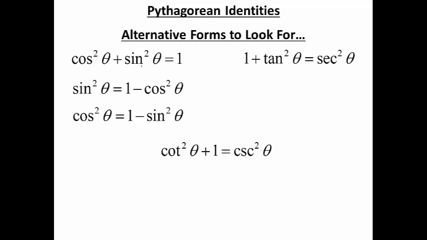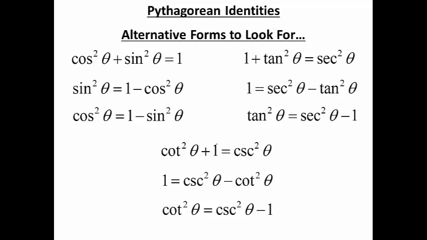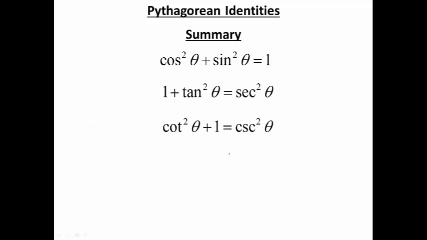So in other words, you can just take any of these two terms and move it to the other side with subtraction. Be prepared to see 1 minus cosine squared, 1 minus sine squared, or secant squared minus tangent squared, secant squared minus 1, cosecant squared minus cotangent squared, cosecant squared minus 1. Be prepared to see these alternative forms of the Pythagorean identities. But again, if I ask you what the Pythagorean identities are, it's just these three.